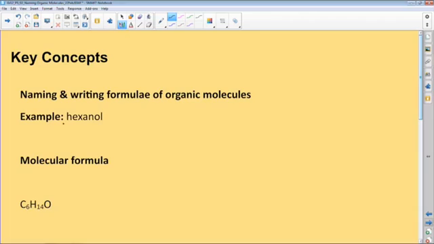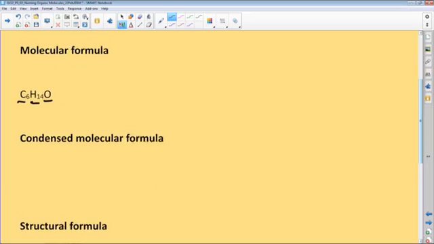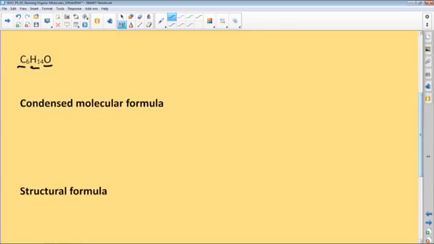First one we're going to do is hexanol with an OL in it. Now the molecular formula you've done before. You've done lots of molecular formulas. Molecular formula C6H14O. That means that I've got 6 carbons, 14 hydrogens, 1 oxygen. Condensed formula shows me structure. So molecular formula only tells me how many of each atom we have. Condensed molecular formula tells me a little more about its structure.